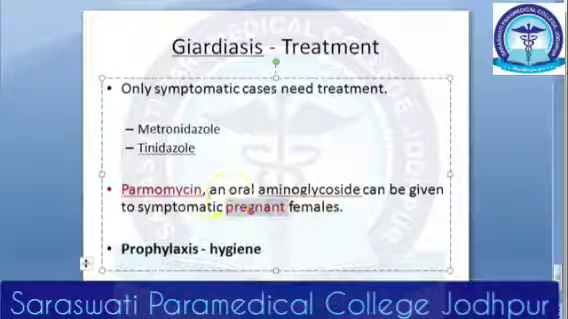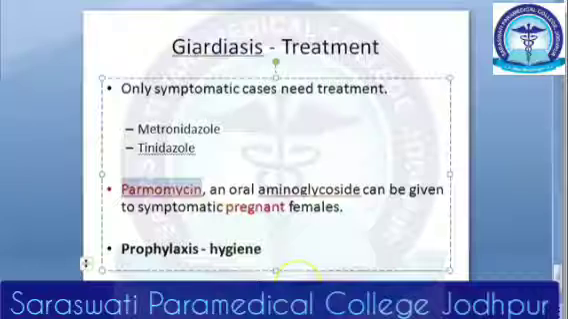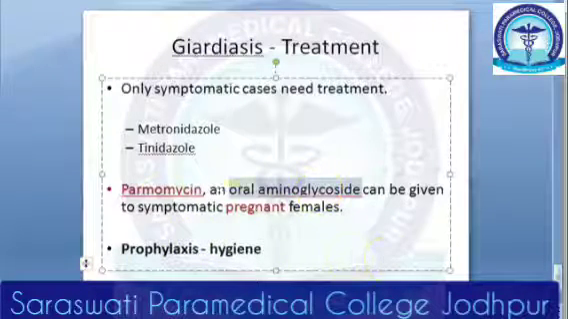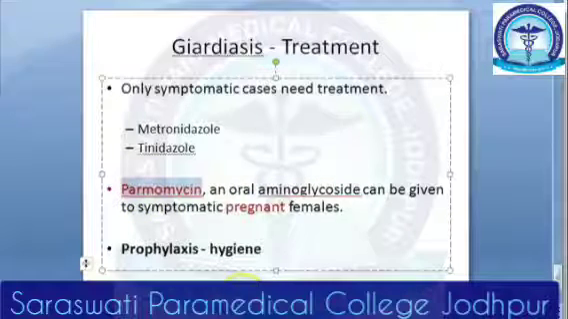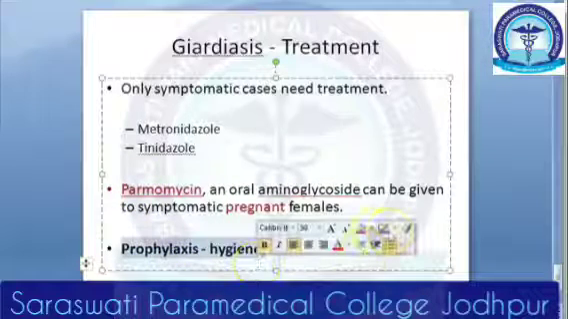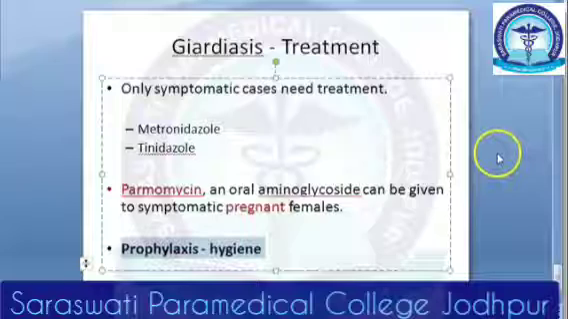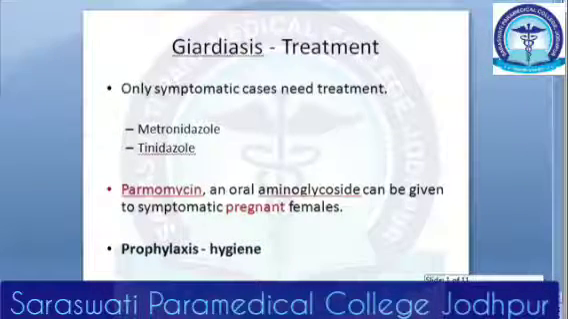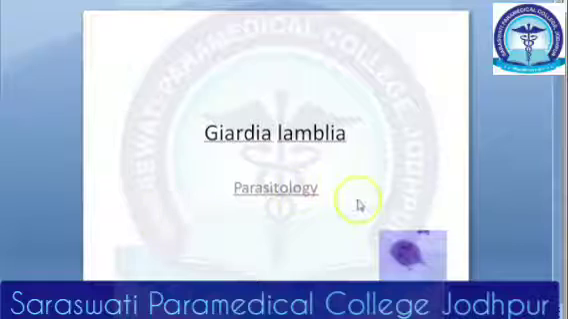If the person is pregnant, you can give paromomycin, which is an oral aminoglycoside. You can give paromomycin. Prophylaxis, that means prevention. How will you prevent? By maintaining hygiene. So we are done with Giardia lamblia.